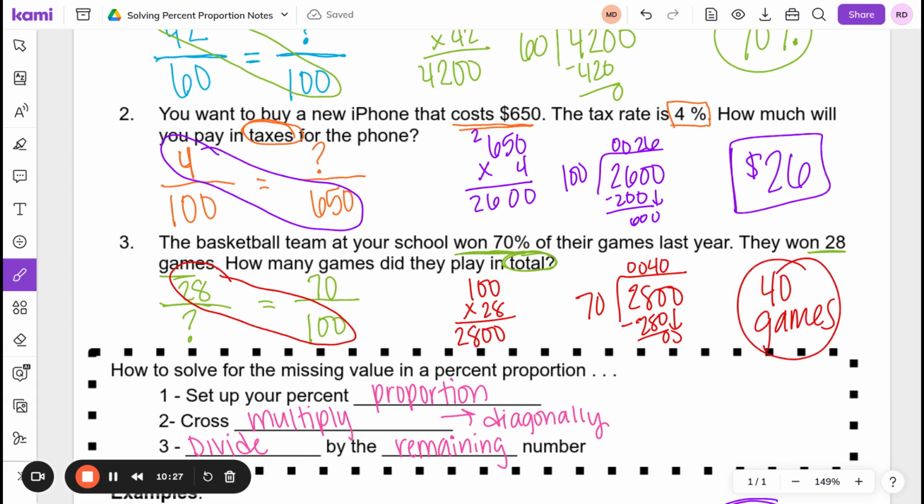So, reminders when solving percent proportions. Make sure you read the question carefully so that you find the correct value. When you're setting them up, double check that you have the numbers in the correct spot. Remember, you always have to have that number 100. And then when you cross multiply, make sure it's the numbers that are diagonal and divide by that remaining number. So make sure you're never repeating numbers. You should use all three numbers in your problem. You just change when you use them to multiply and when you use them to divide.